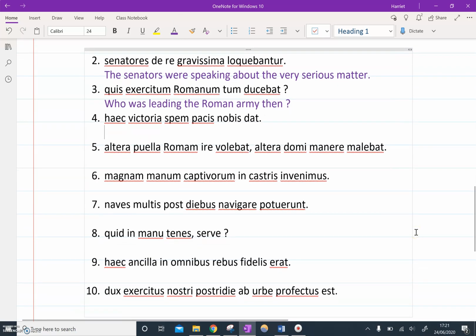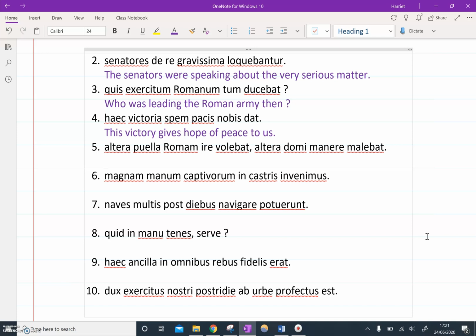Okay, so the fifth declension noun here is spem, and that's just an accusative. So the translation is this victory gives hope of peace to us. Nobis being the dative there. Okay, number 5. Have a go and then press play.